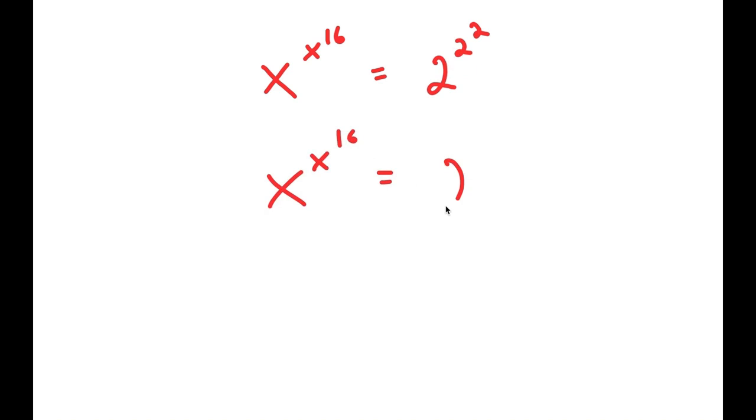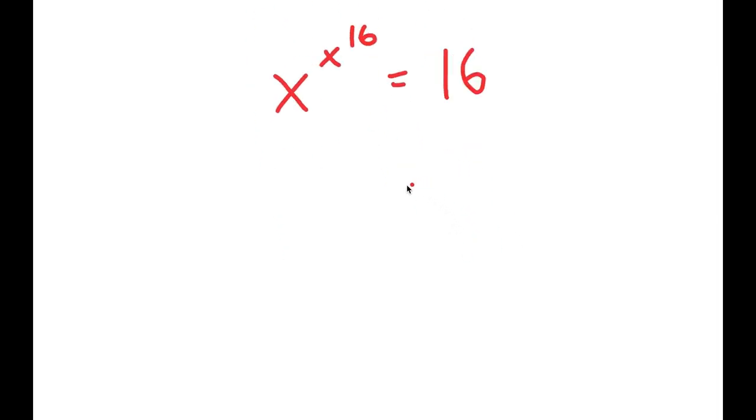Alright, so in this video, I'm going to solve the equation x to the power of x to the power of 16 is equal to 2 to the power of 2 to the power of 2. To solve this, I'm going to first rewrite 2 to the power of 2 to the power of 2 as 2 to the power of 4, because 2 squared is 4, and 2 to the power of 4 is 16. So this is all equal to 16.